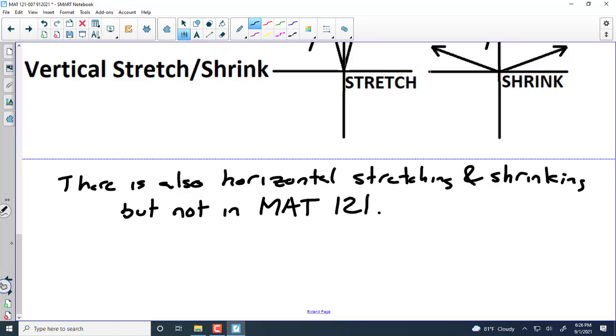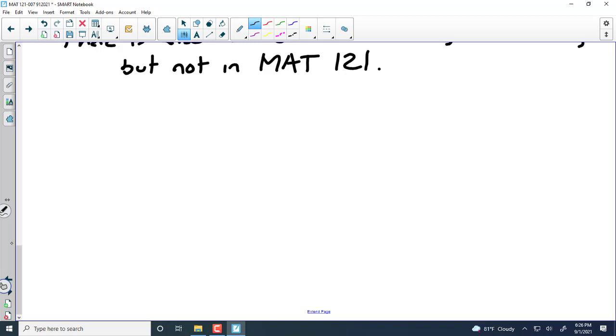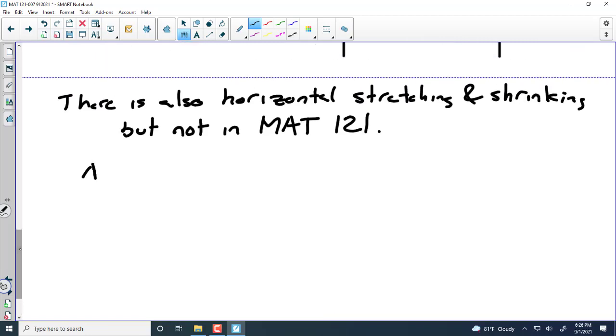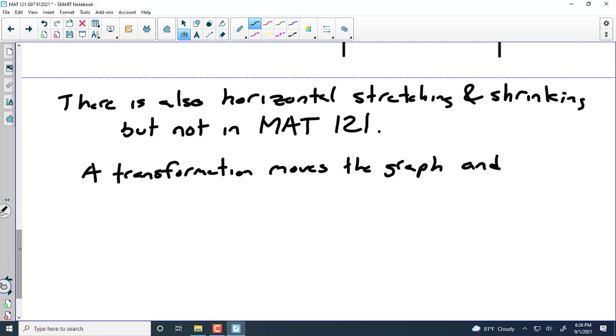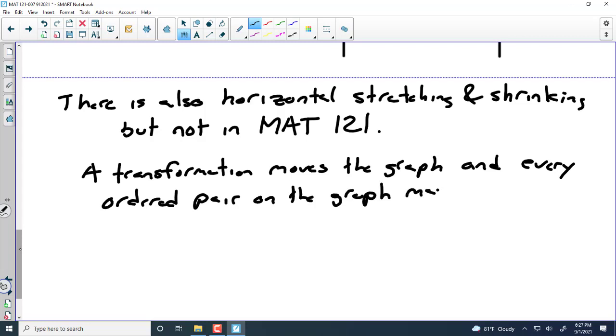What happens, though, everyone, when we do this is a transformation moves the graph and every ordered pair on the graph may move too.